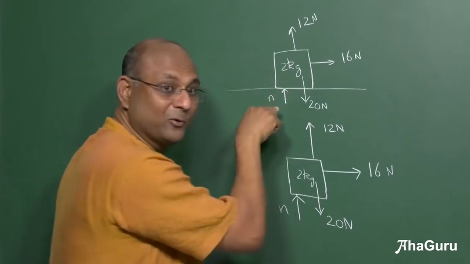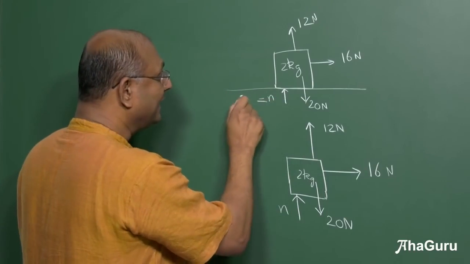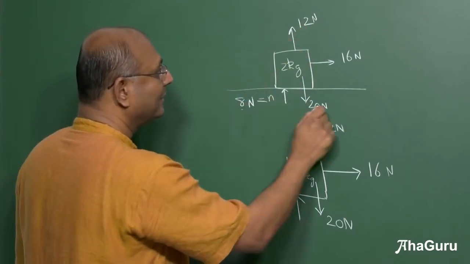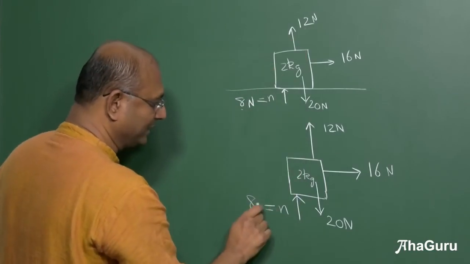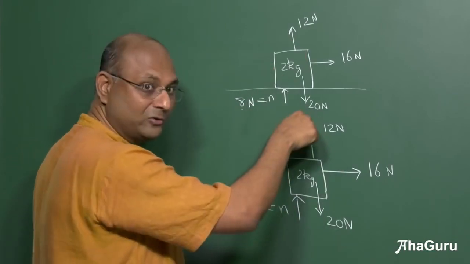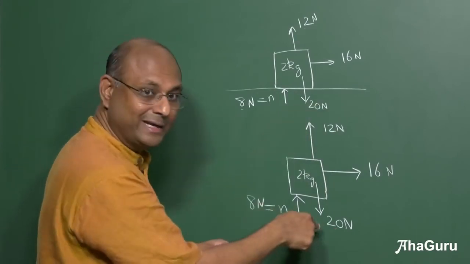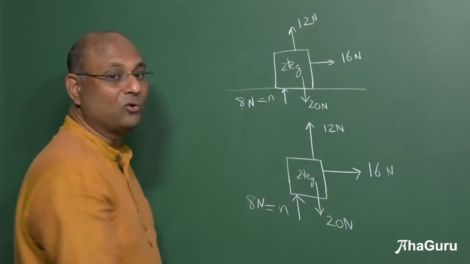I am going to stop you. How? By exerting 8 newtons. Now look at these three. If this was 8 newtons: 20 down, 12 up, 8 up, 8 and 12 is 20, 20, 20, 0. So it's not going to go down.